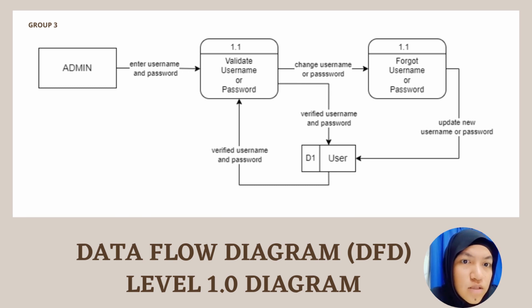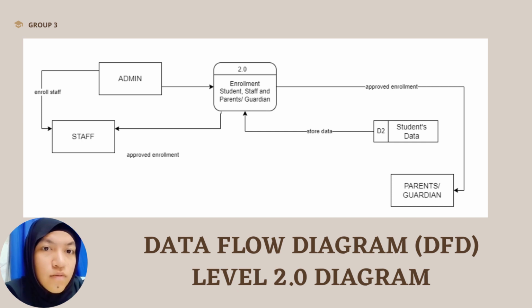Then 3.1 is children attendance, evaluation, progress, and schedule. The first process, 1.0, validate username and password, and also forgot username and password, involves admin and data of user. The second process, the 2.0 level diagram, enrollment of student, involves staff, admin, and also the parents and guardians. This process involves a data store, which is student data.